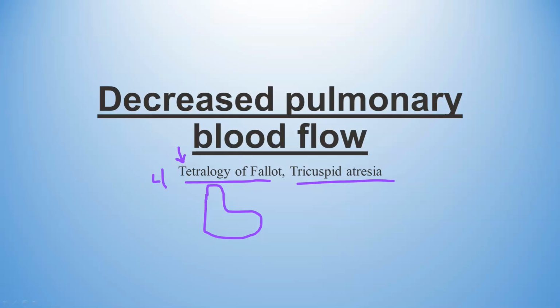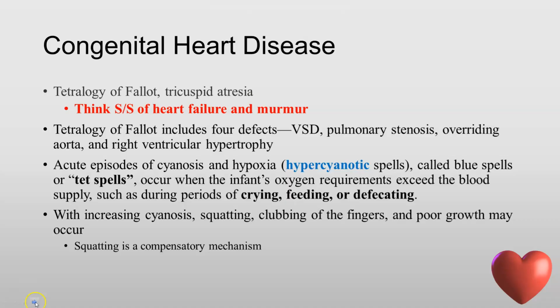Tricuspid, so it's telling you where, and then you have atresia without growth. It's the failure of that valve to form. Let me show you pictures later. Okay, so tetralogy of Fallot and tricuspid atresia, we see the same information.